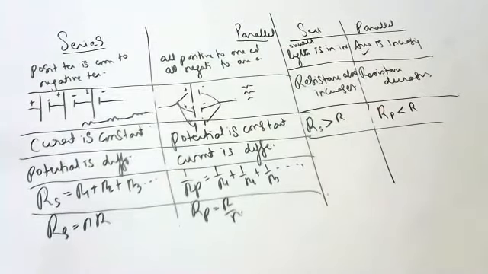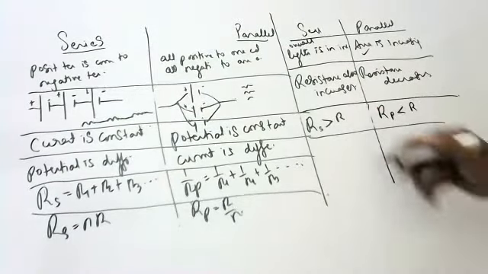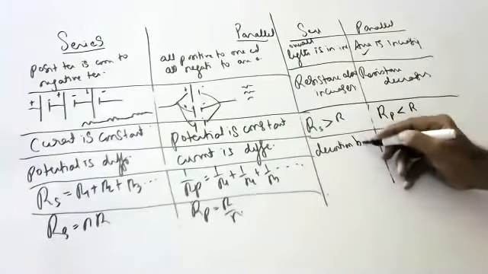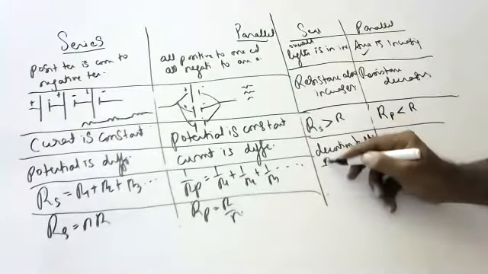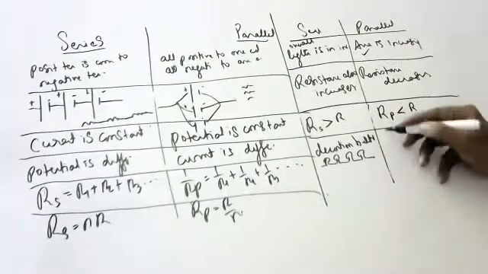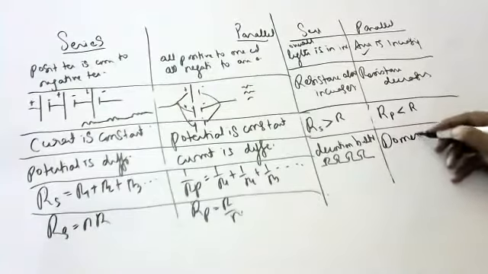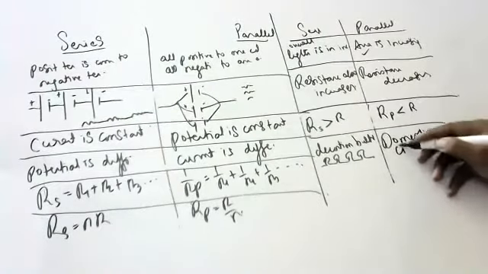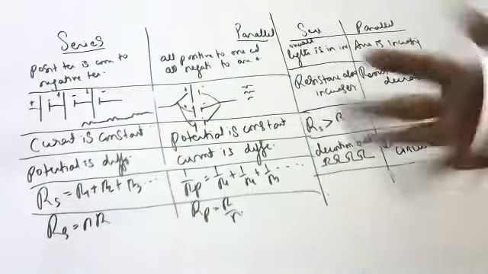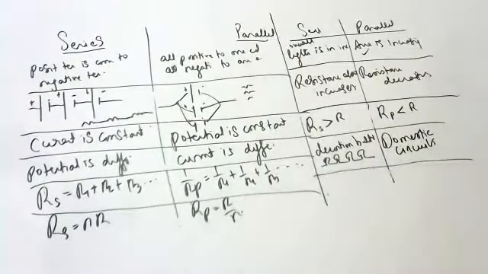Okay, children? In series connection, normally we use decoration bulbs, like those in your parties and functions. That is series connection. Whereas parallel connection is used in domestic circuits. In our house, all connections are parallel only. No one will use series connection.